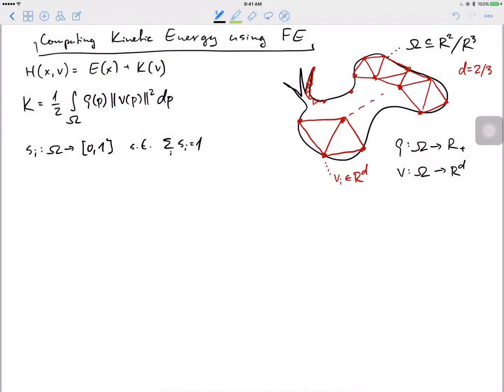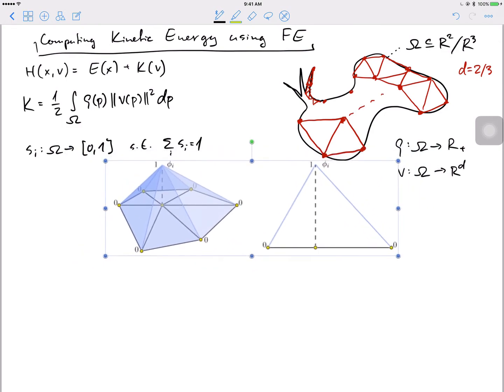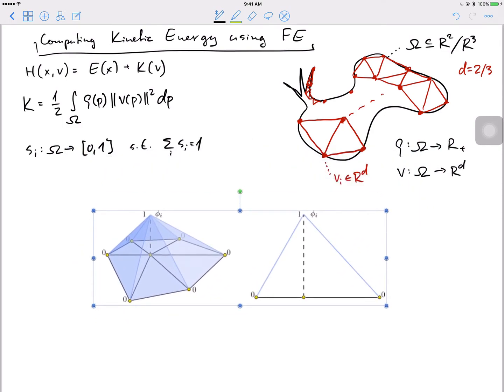Okay, actually I prepared an image for you to show you how the shape functions look like in 2D. It's a little bit hard to draw, so I borrowed this image. This is, let's see if I can, no, I cannot.